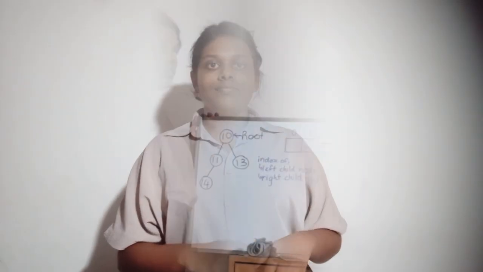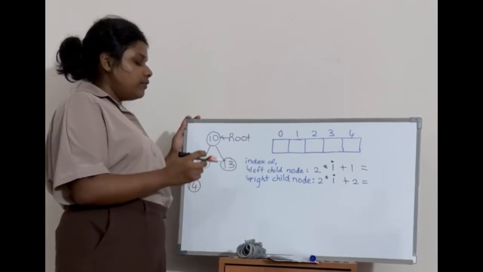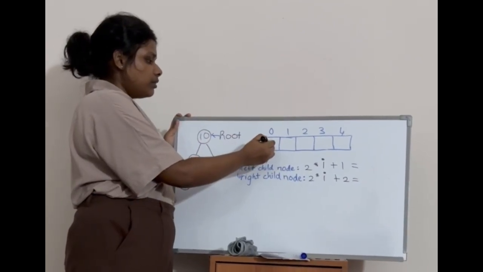The binary heap is usually stored in an array where the root node is stored at index 0 and the left child node is stored at index 2 * I + 1, where the I represents the index of the parent node and the right child node will be stored at the index 2 * I + 2. For example, when storing this heap in an array, first the root will be stored at index number 0.